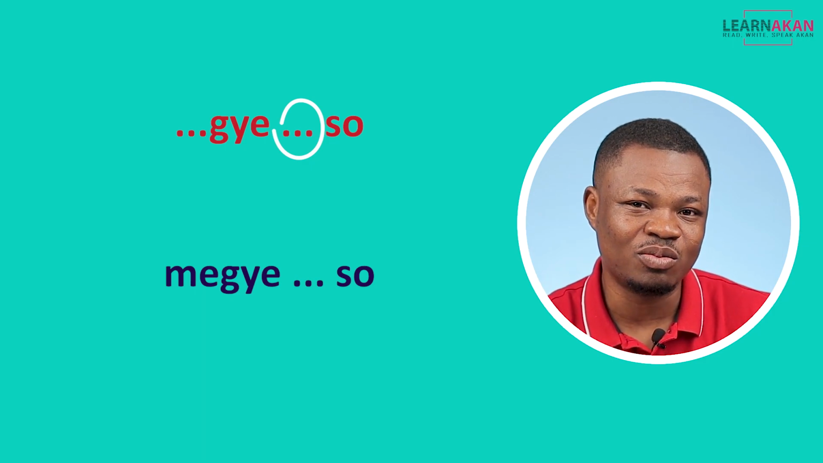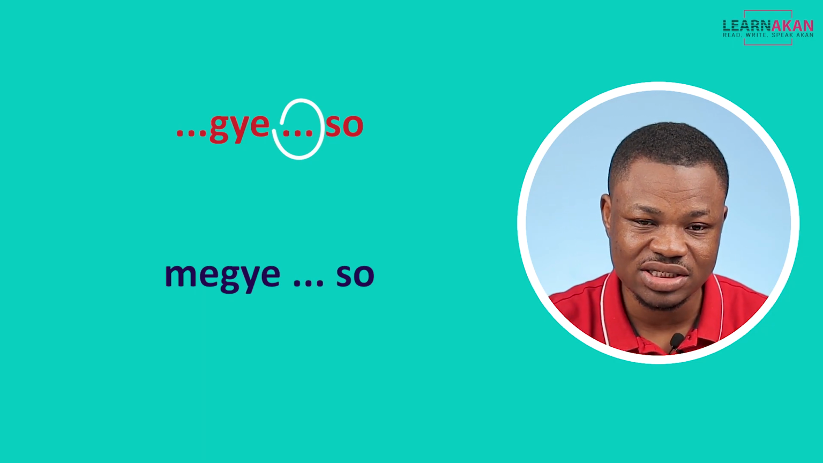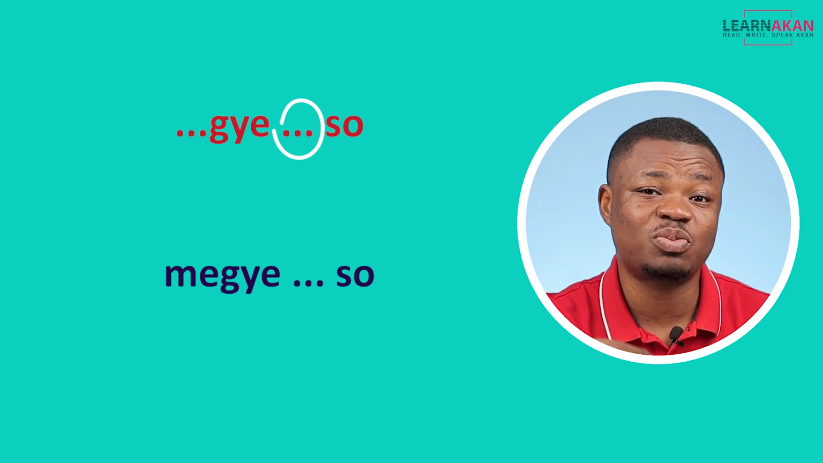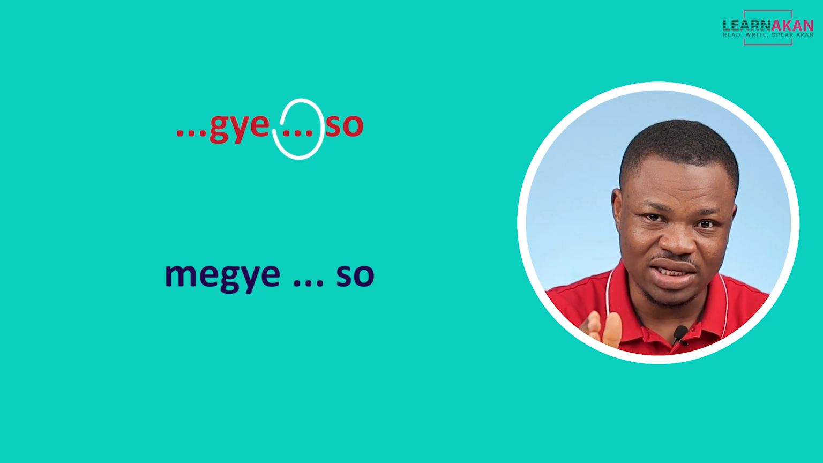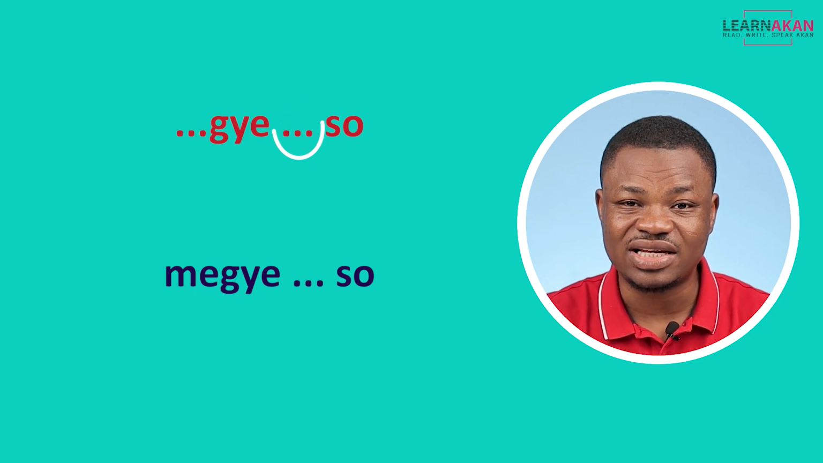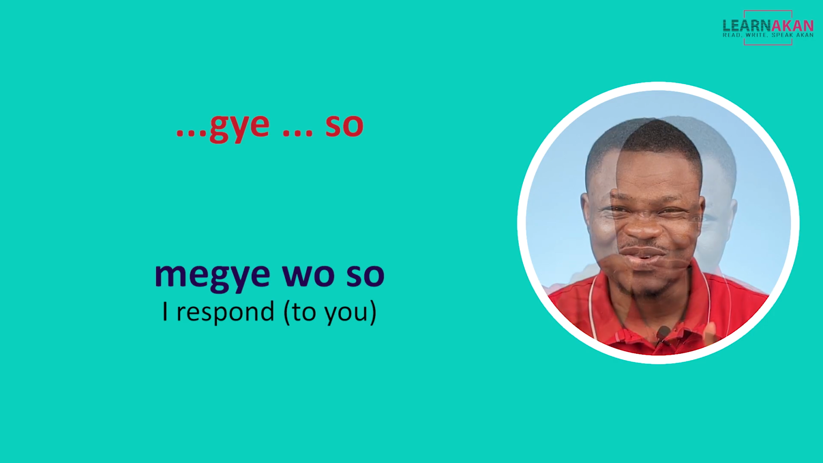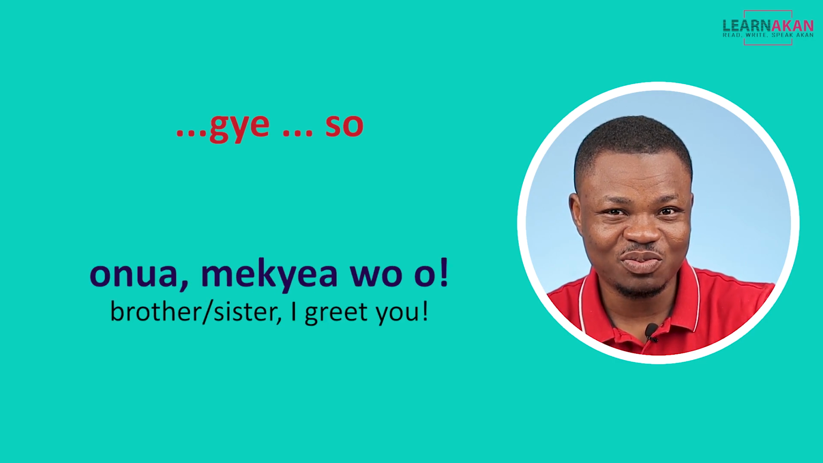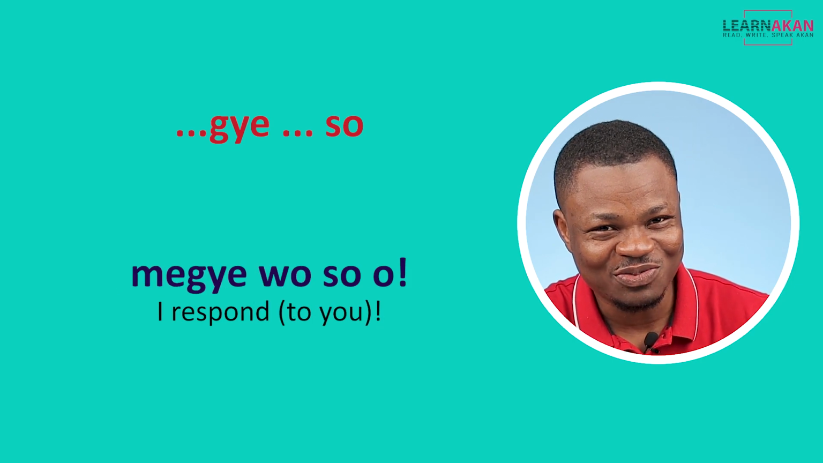And that is how it is for most Twi phrasal verbs. You have the subject coming in front, and then you have the affected noun. In this case, the one that you are responding to, you put him or her in the middle between this je and then the so, all right? So if I'm responding to you, I will say mekyea woso. Mekyea woso. So when I came in and then I said Onua mekyea, in response to that, you would say mekyea woso. I respond to you.